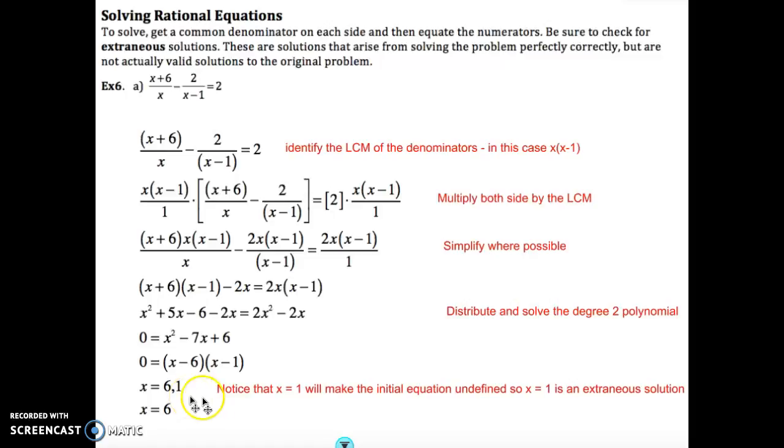Notice that x equals 1 will make the original equation undefined. Just up here, if I plug 1 into that denominator, I'm going to get 0. So we're going to get an undefined expression, and we're in a world of trouble. So in fact, only the solution x equals 6 will work. Of course, you can plug in x equals 6 and see if it balances the original equation, or you can take my word for it right now.